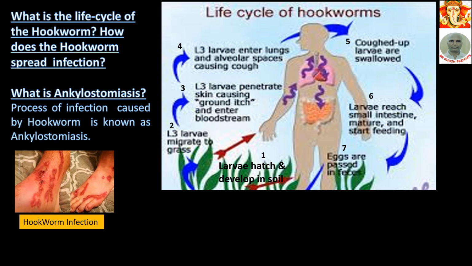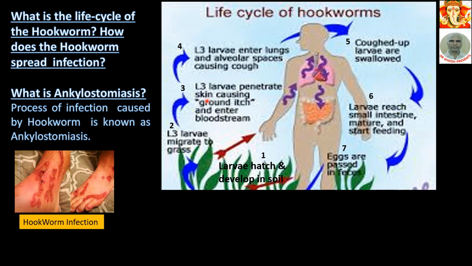What is the life cycle of hookworm? How does the hookworm spread infection? What is ankylostomiasis? Life cycle of hookworm. Step 1: Larvae hatch and develop in soil. The same thing, everywhere the larvae are there in the soil. But here, larvae migrate up to grass. From soil it comes to grass.